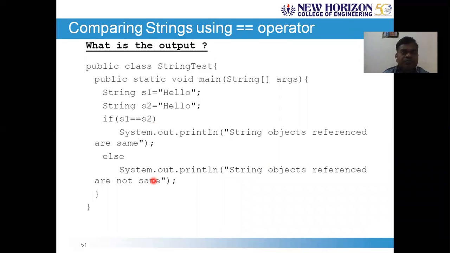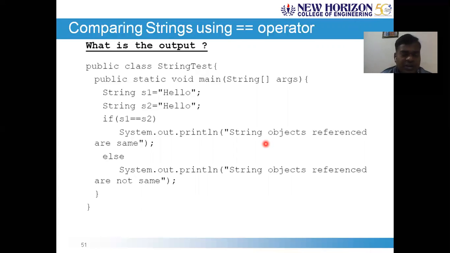So coming to this, when should I use double equal and when should I use the equals method? I define a class called StringTest with a main method. Inside the main method, string s1 is equal to HELLO with H in caps, and string s2 is equal to HELLO with H in caps. Each of these characters is the same, and s1 and s2 are the objects. If s1 == s2, it prints that the string objects references are the same.